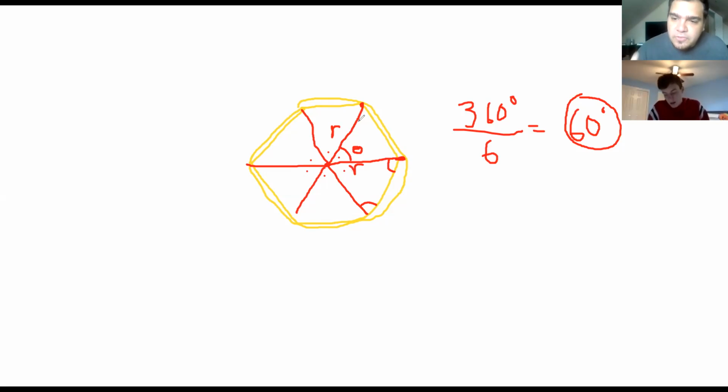So since we know these are isosceles triangles, we could cut this in half and make a perpendicular bisector. All this old triangle stuff is still coming back around. So we made this a perpendicular bisector. What does a perpendicular bisector help me with? Well, now this is a right triangle.